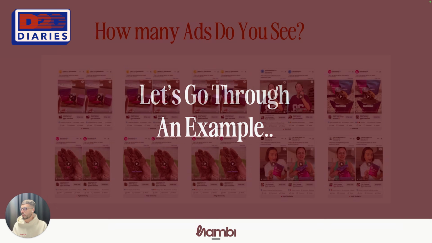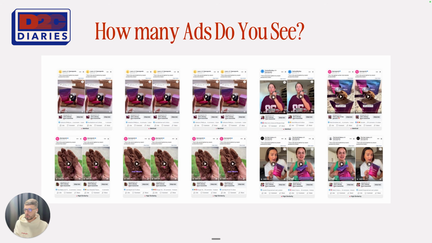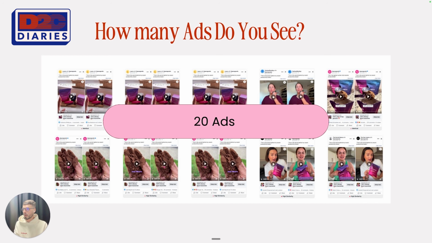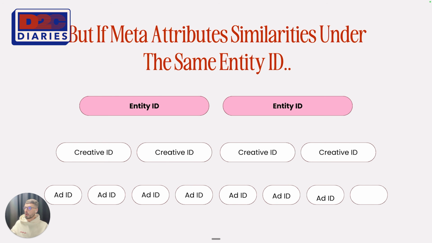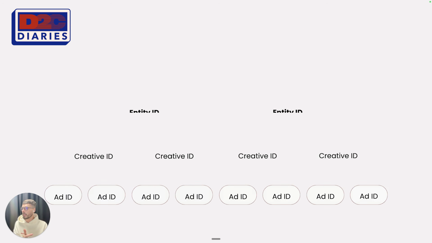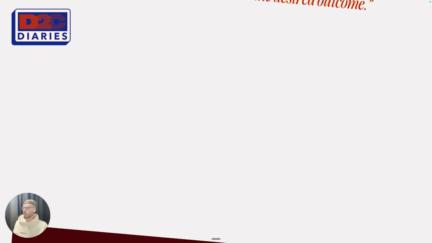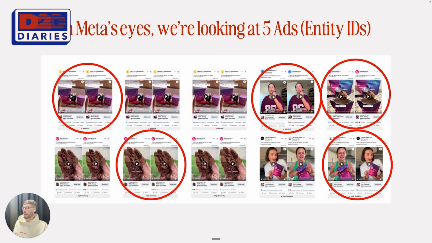So just to give you an example of that, how many ads do you see here if you were to count all of these? Well, it's 20 ads. So in our eyes, we've uploaded 20 ads into the ad account, whereas if Meta attributes similarities under the same entity ID, then actually what we see is 5 ads, right?